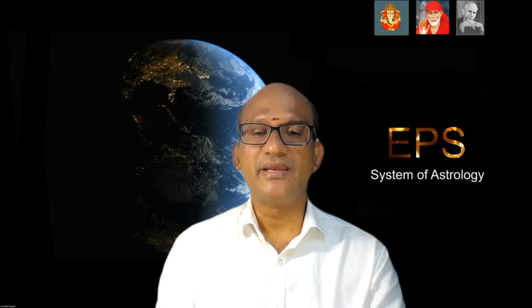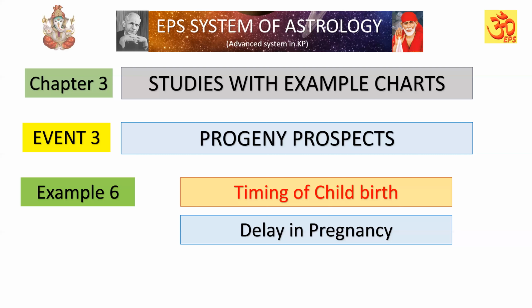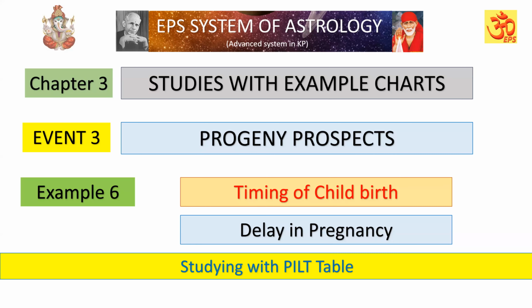Now let us examine how in the PILT table the key planets were useful in finding the destiny and also the dasa periods for the progeny. Now let us examine the birth chart with the help of the PILT table. Example number 6, timing of childbirth, delay in pregnancy. In this video we are going to analyze the chart with the help of the PILT table. Now let us examine the birth chart and the PILT table.